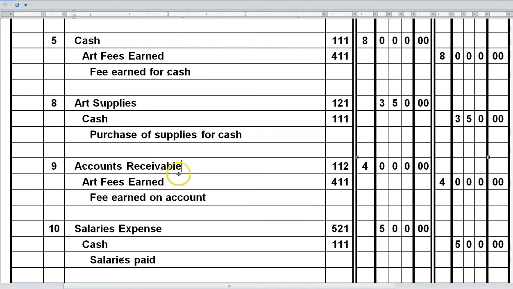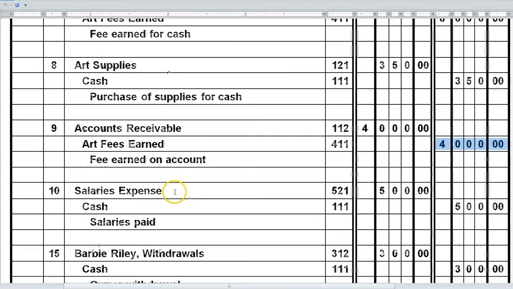I've seen people in the past, when they collect that account receivable, wanting to credit revenue again. The maximum revenue you're going to get is $4,000, so that when you receive that money from the person that owes it to you, you're going to debit cash and credit accounts receivable to reduce the amount owed to you.